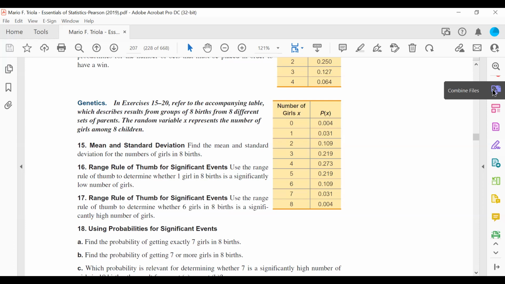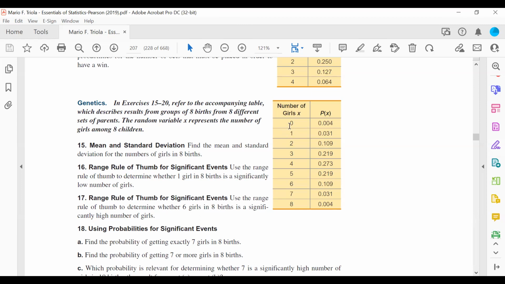So this table here, let me tell you the background story. They were observing 8 couples in the hospital who were getting ready to give birth to babies. When they had the babies, they observed the number of girls born among the couples, and they calculated the probabilities of the number of girls.